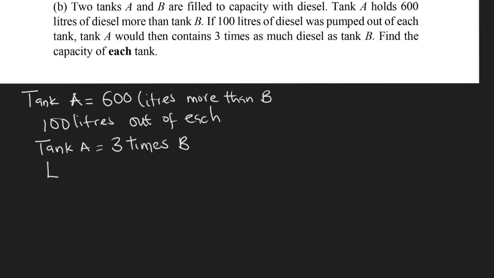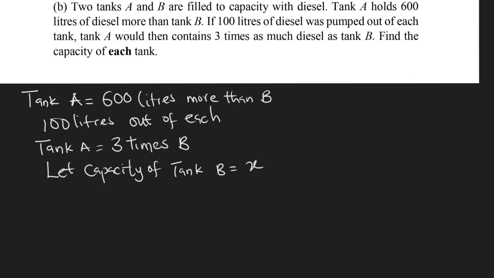So let's say tank B is equal to X. Since the capacity of tank B is equal to X, we know that tank B is actually X, right? And the question says that tank A is 600 liters more than B. So that means if you have tank B, which is X, plus 600, you're going to get tank A.